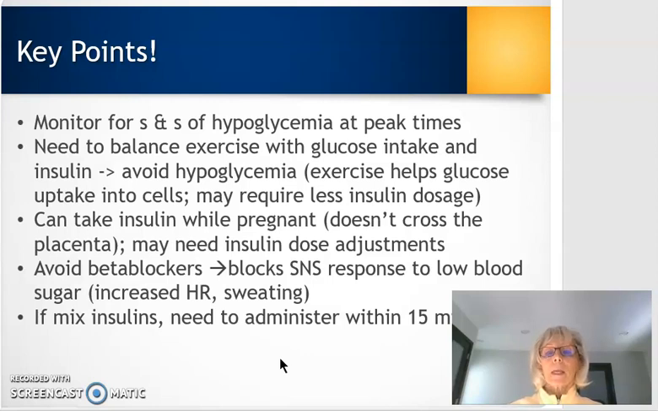If you mix insulins like NPH and regular, you need to administer it to the client within 15 minutes because it will lose its stability after that. And never mix glargine with any other type of insulin. So those are just some key points.